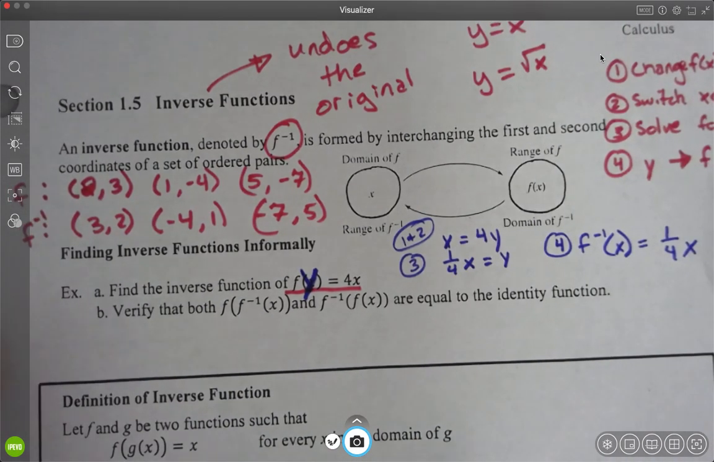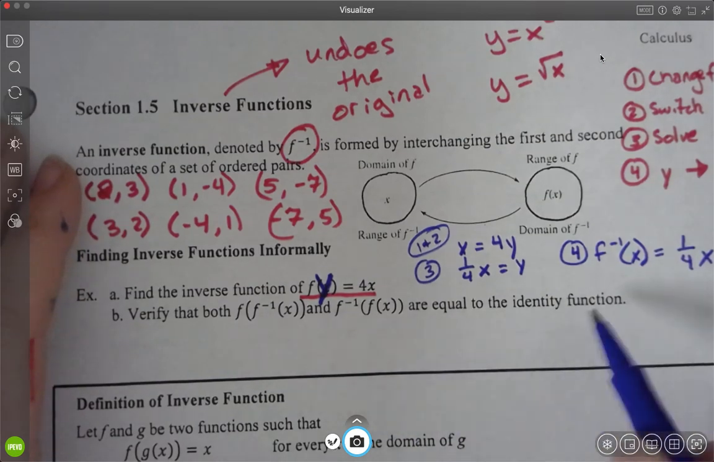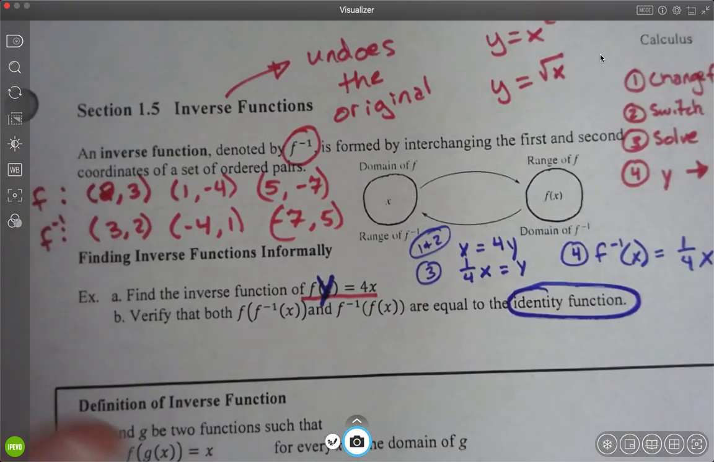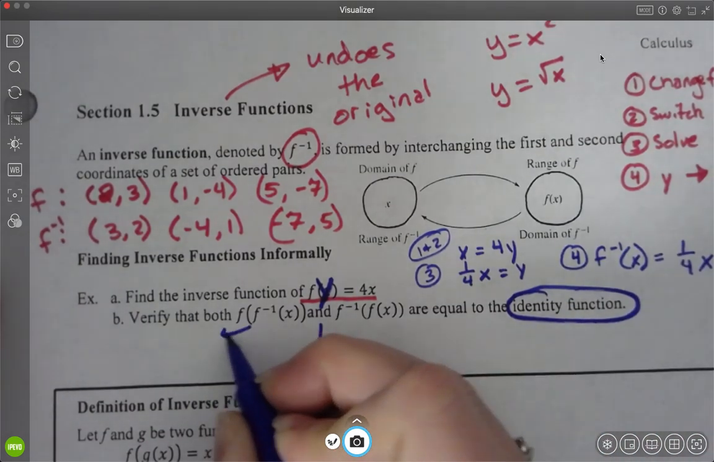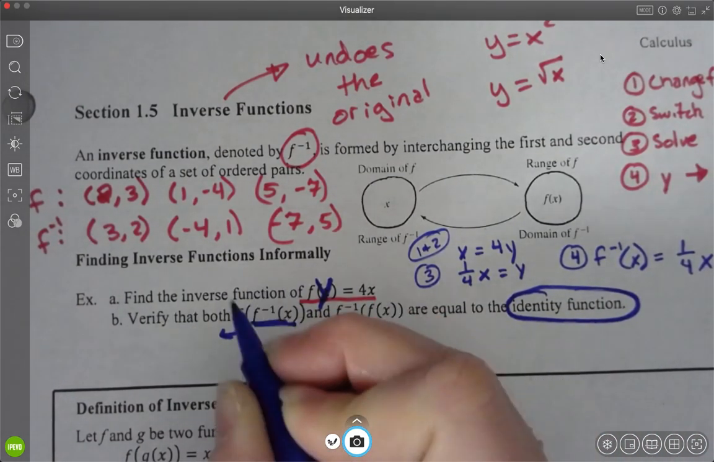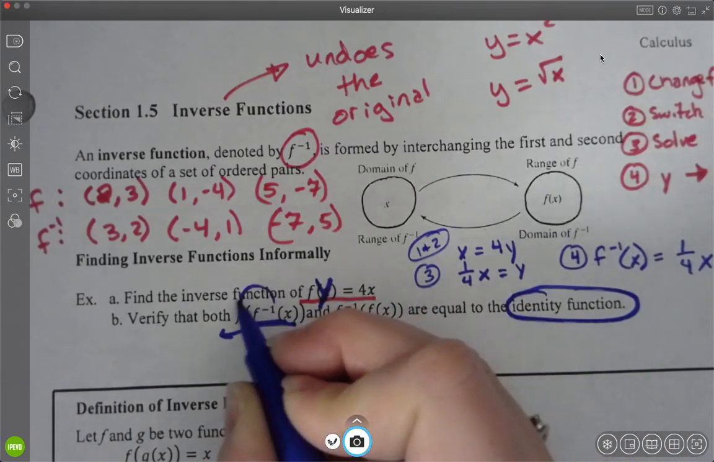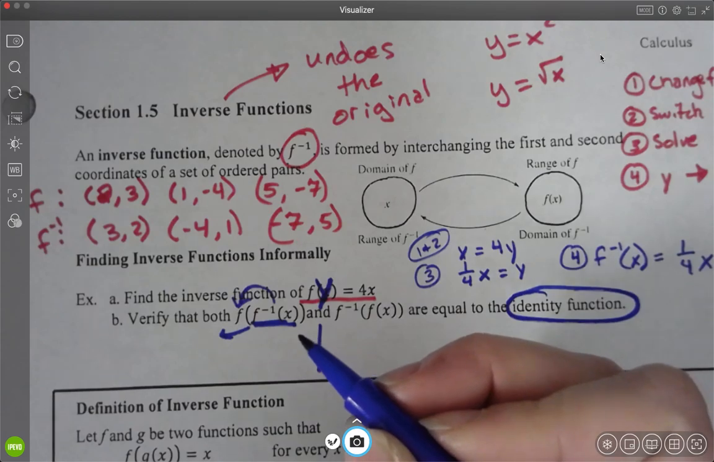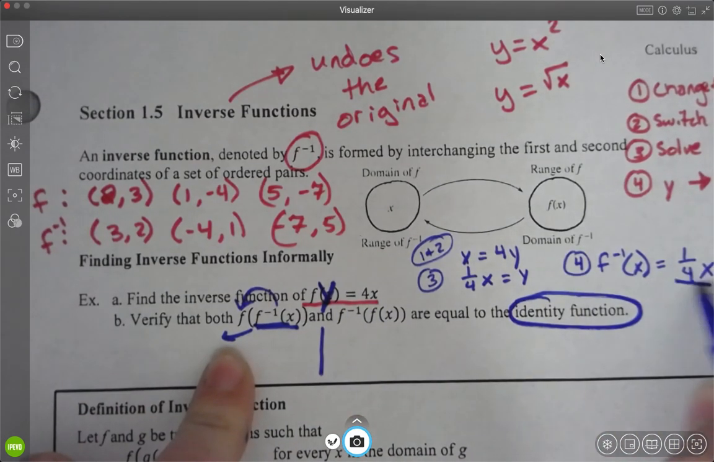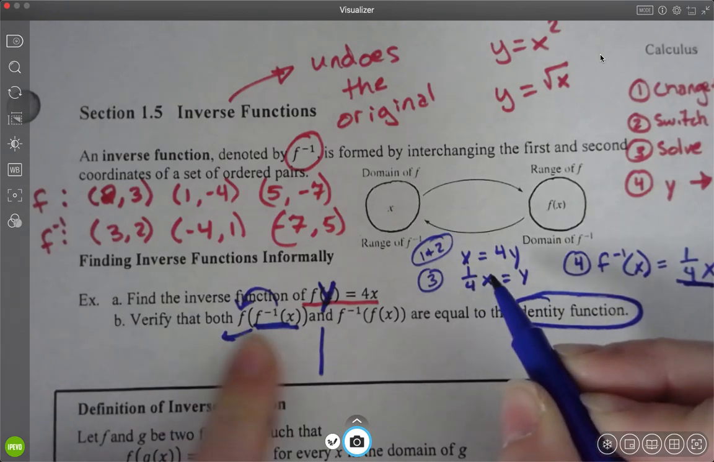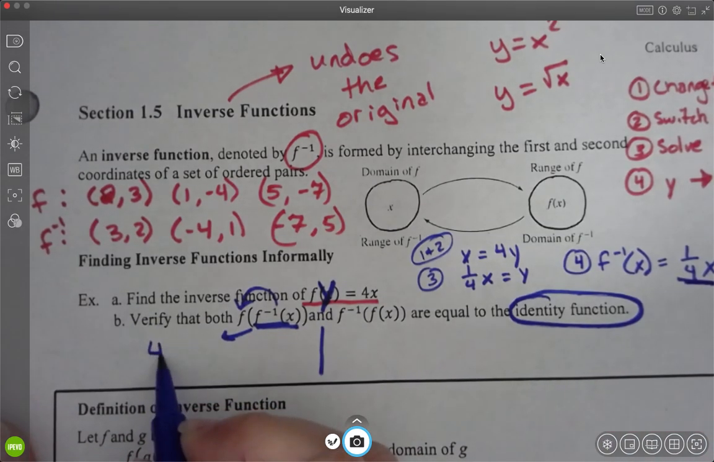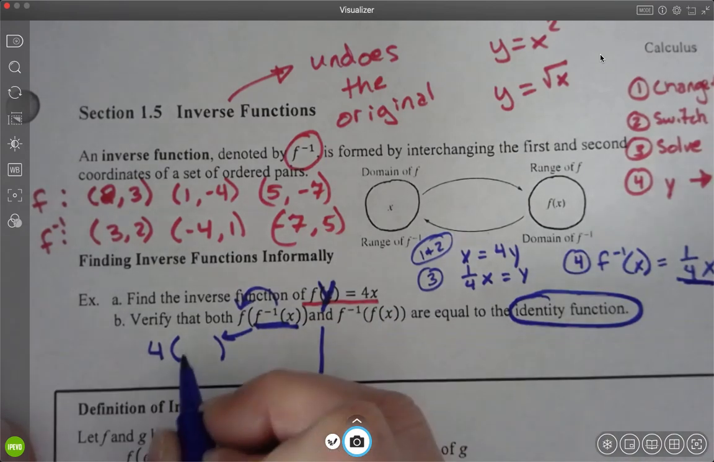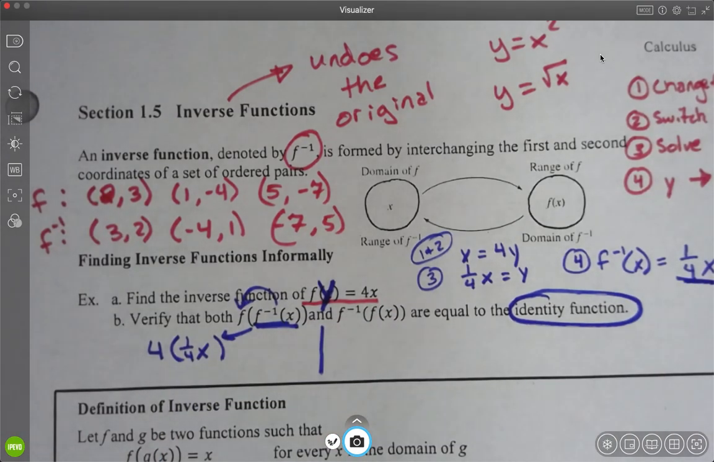And then it says verify that both f composed of f inverse and f inverse composed of f are equal to the identity function. Circle identity function because that's important. First thing we're going to do is take the inverse function and stick it inside the original. This is a composite, f composed of f inverse. The inverse function was 1/4 x. We're going to shove it inside of the f function. My f function was 4x to start with, but I'm going to stick the 1/4 x, the inverse function, inside of that. That's what f composed of f inverse looks like. I stick the inverse function inside of the original function. Okay, what happens to this?